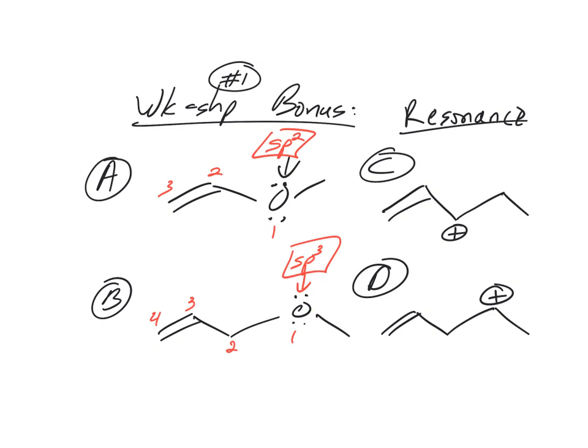So this oxygen is sp3 hybridized because it has only sigma bonds, and it can't do resonance. This oxygen also has only sigma bonds, but it's choosing to be sp2 hybridized so that one of these lone pairs can be in a p orbital so it can do resonance.